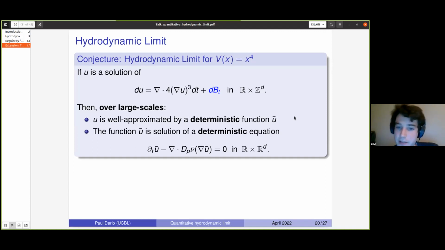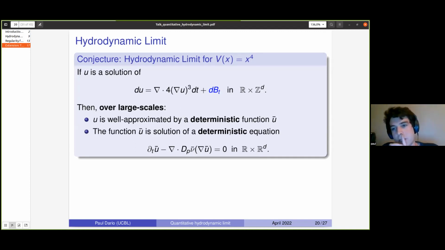Then, second part, your function u bar should be a solution of a deterministic equation of very, very similar form: dt of u bar minus divergence of dp of nu bar of gradient of u bar is equal to 0. So same as before. We expect that the limiting equation, which describes your microscopic system, is defined in the continuum.